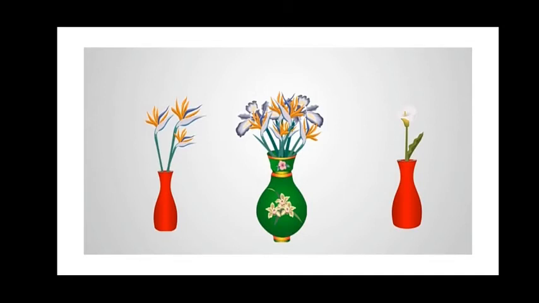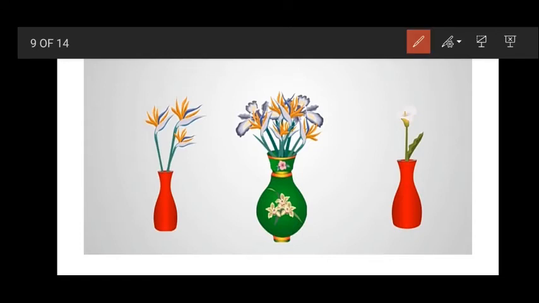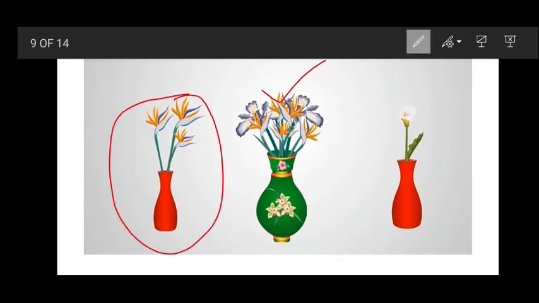Now children, tell me, in these 3 vases, which has most flowers? Yes. See children, this green jar has most flowers. And see, this first vase is there, no? So this is more than. Okay, children?